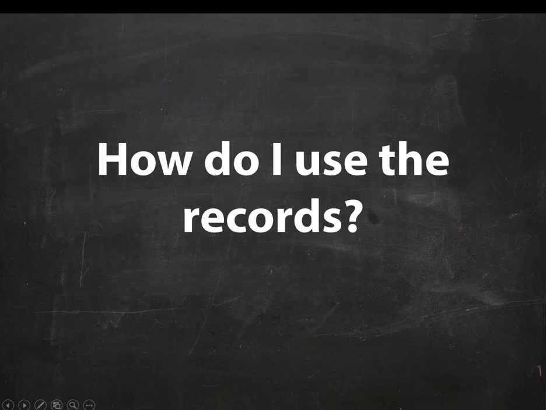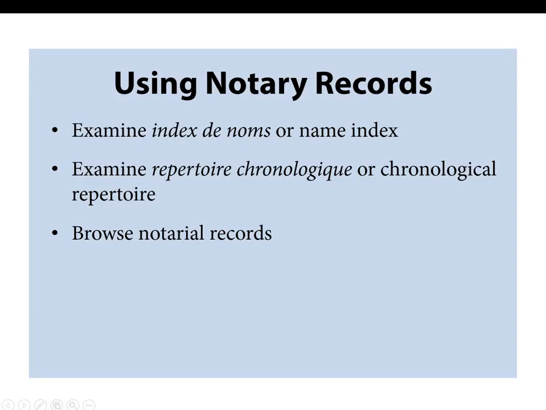So now that we know everything about notarial records, how do we use them? So what we first do is, after you've identified the applicable notary and you've determined where the records are held, our next task is to examine the index or the repertoire of the notary. As I've said, not all notaries have indexes and repertoires that have survived over the years, so sometimes you have to just browse the records themselves.